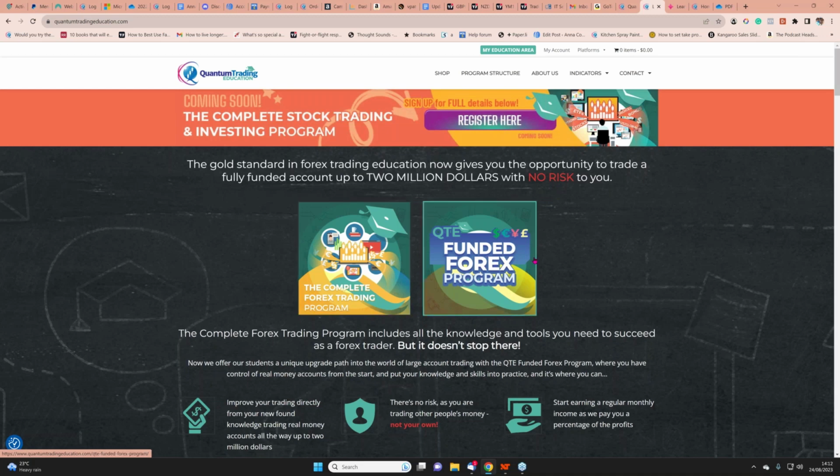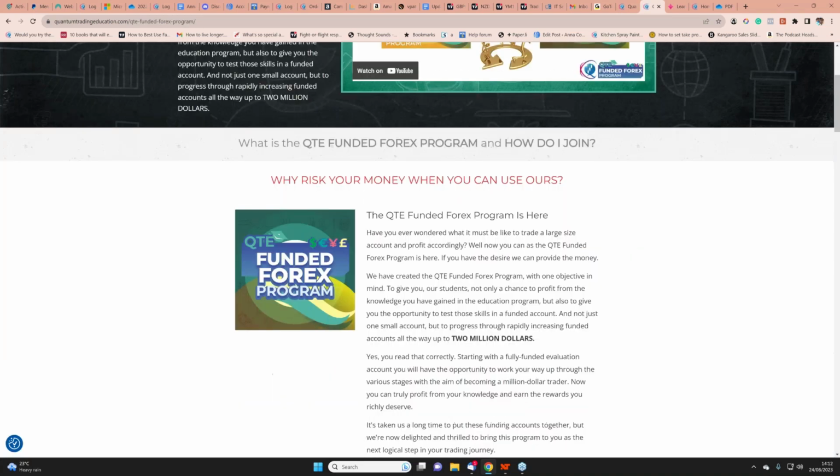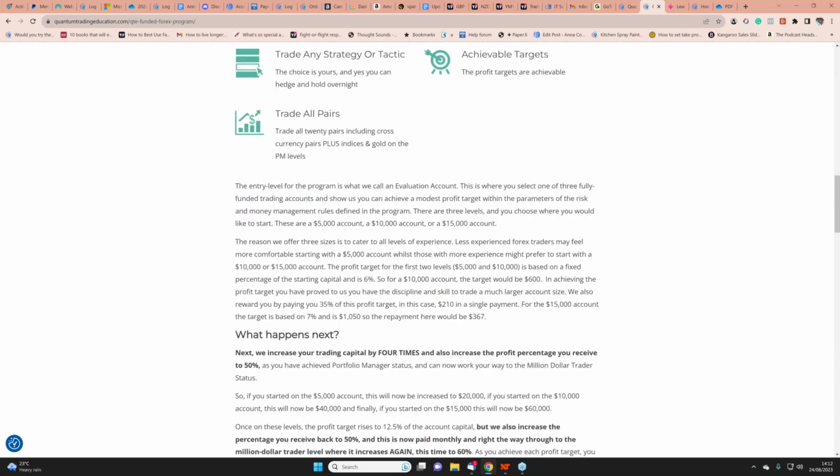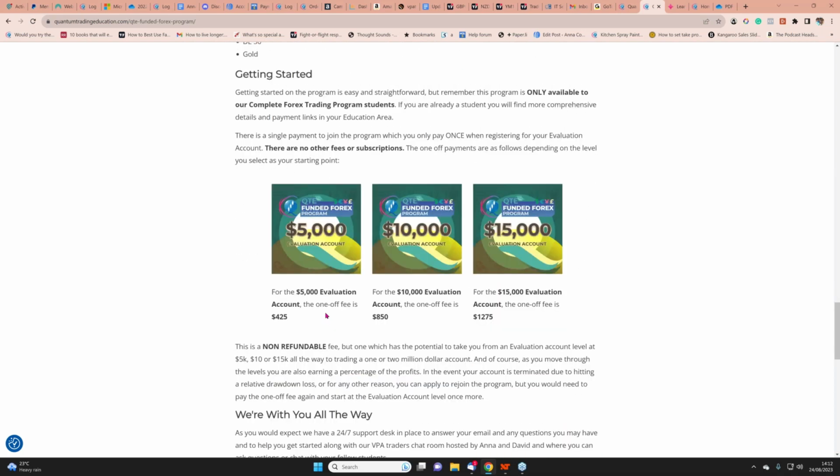The funded program has been hugely successful as well. It is only available to students once you're on the program. You can sign up for the funded program whenever you wish. It's basically you are trading your money, as it says here. Why risk your money when you can use ours, which is really all you need to know. It's not an unlimited budget, but you start off with your choice of level funded program.